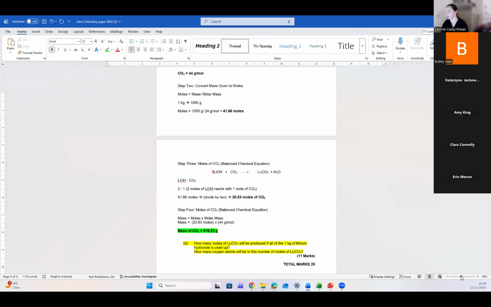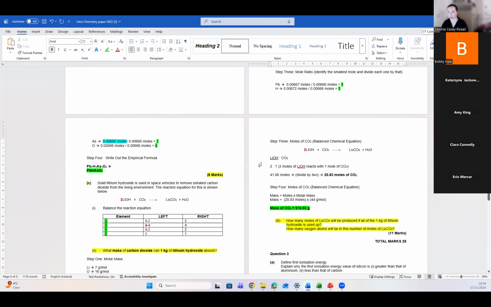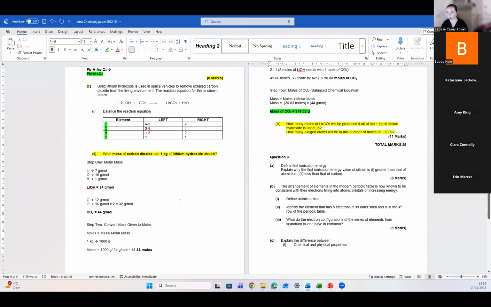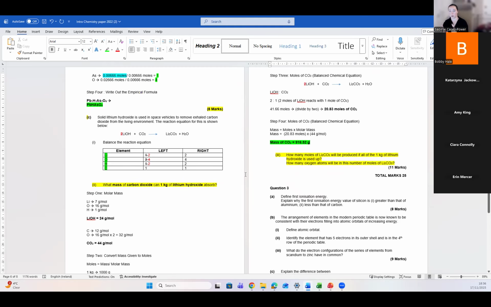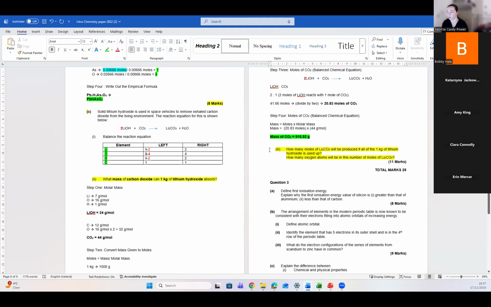You'll notice that it's the exact same thing over and over again. You start out with your molar masses, work out what you have. You have a mass that you're converting into moles. You equate the moles together and then you work backwards to calculate the mass of whatever it asks you for. So it's almost the same format each time: molar mass, converting mass to moles, looking at the ratio, then working back the way.